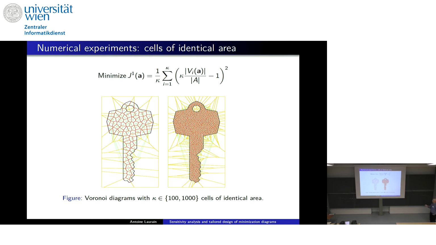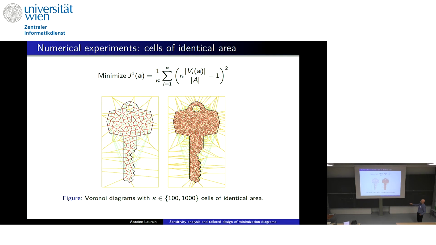this is an example of application. So there's no PDE involved, it's just the optimization of the cells. So you can see it's a Voronoi diagram. Here the idea is that we want all the cells to have the same value. So this function means that we want each cell to have, if k is equal to 1,000, then 1,000th of the value of the total area of this shape. And you can see that this is an optimal solution.